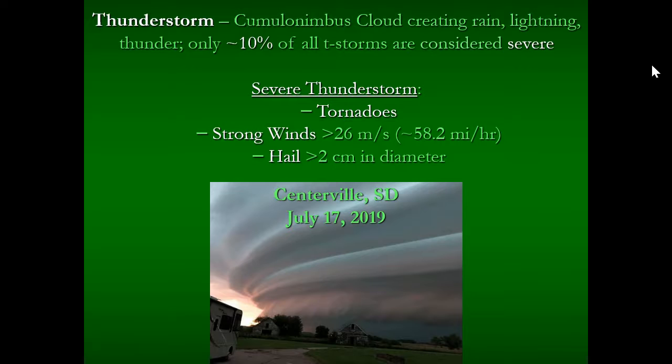Cumulonimbus clouds are the ones that produce thunderstorms, creating rain, lightning, and thunder. Really, only 10% of thunderstorms are considered severe, and you actually need an extra ingredient to make that. We'll talk about that in a second. But severe thunderstorms are defined as those that have tornadoes, strong winds, which are almost 60 miles an hour or greater, and then hail greater than about an inch. And this is a picture of a big supercell thunderstorm in South Dakota.